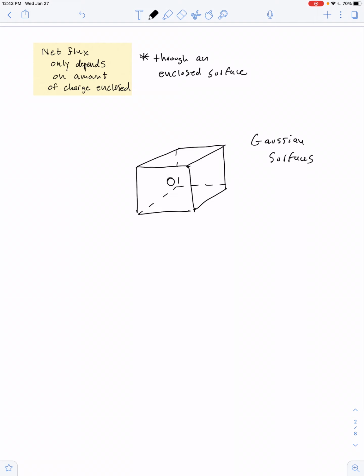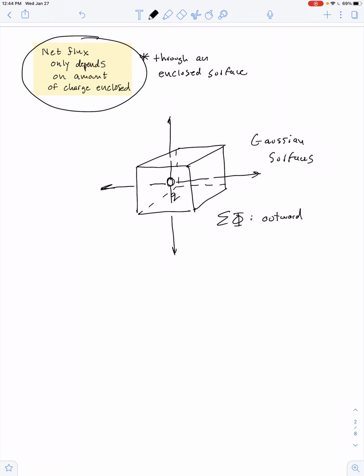Now let's picture a charge Q on the inside. Okay, this electric field line passes outward through the top face. That field line passes outward through the bottom face. This field line comes out through the left face. This field line comes out through the right face, and on we go. And so the net amount of flux is entirely outward. So that's the idea. Net flux only depends on the amount of charge enclosed. It doesn't depend on any amount of charge that resides on the outside of your Gaussian surface.